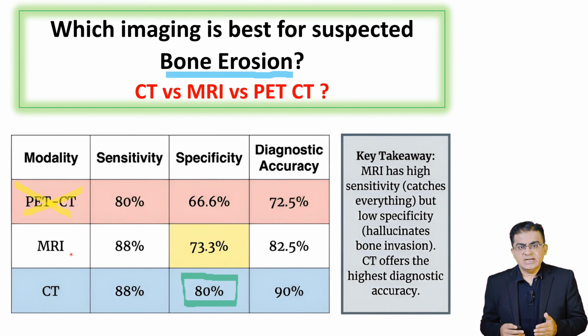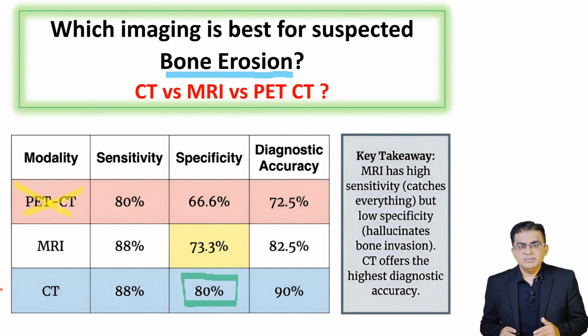CT scan, on the other hand, has a high specificity. It doesn't get confused by simple inflammation. If a high quality CT scan in bone window shows there is cortical bone erosion, you can trust it. It is definitely cancer and nothing else. It doesn't give you those false alarms. And that brings us to the final column, diagnostic accuracy. Here, CT scan wins again at 90%.